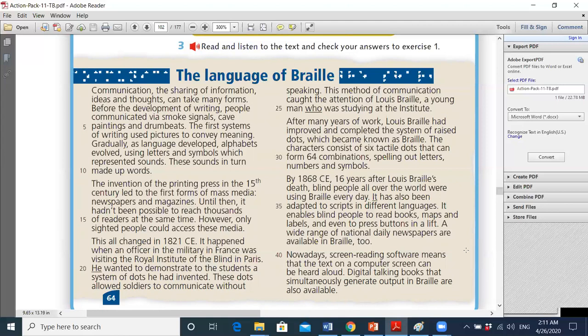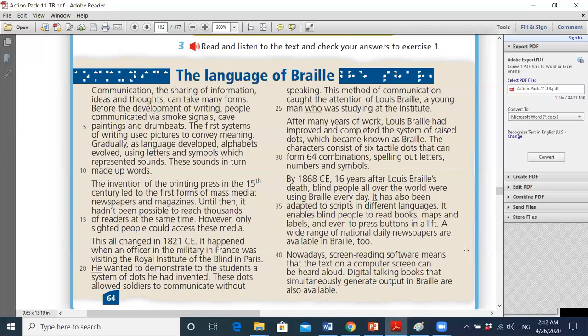The first systems of writing used pictures to convey meaning. Can you think of anybody who used pictures to convey meaning? Yes, in Egypt, a very, very long time ago. They used pictures, the hieroglyphics, to convey meaning.